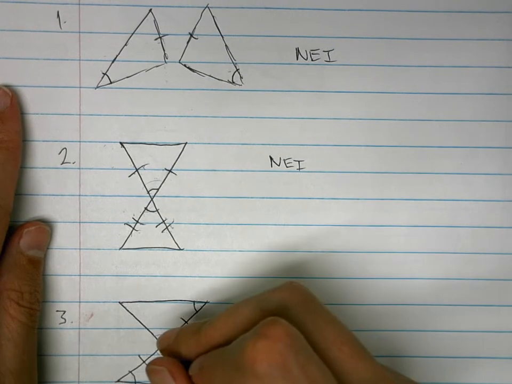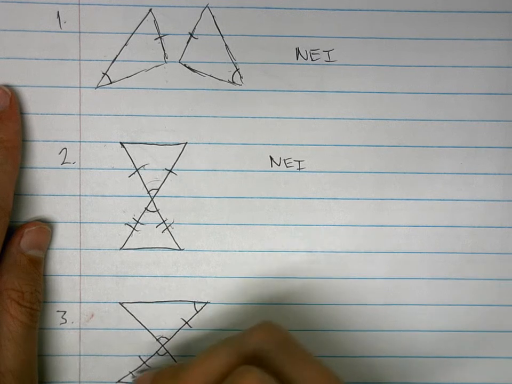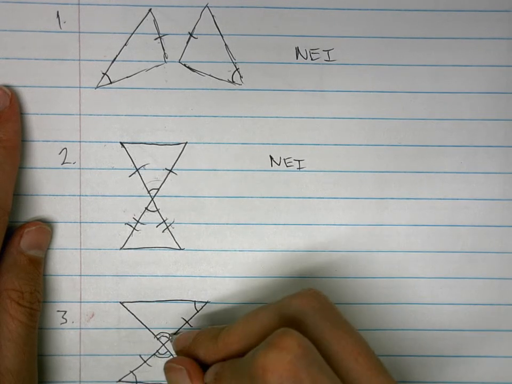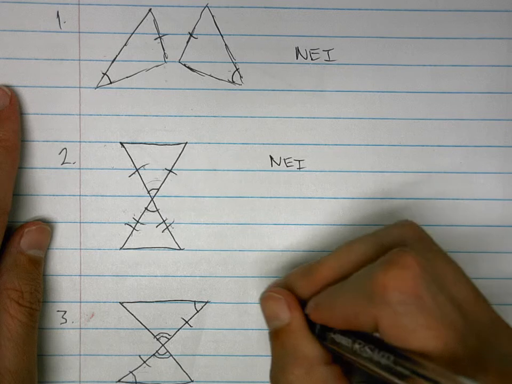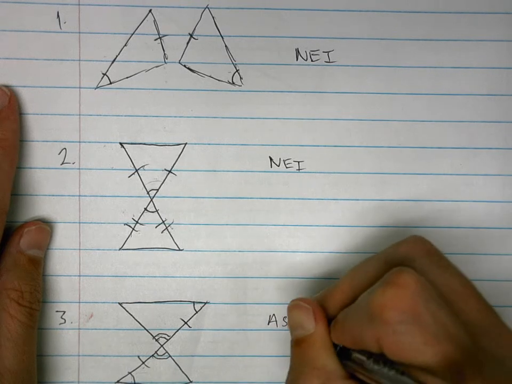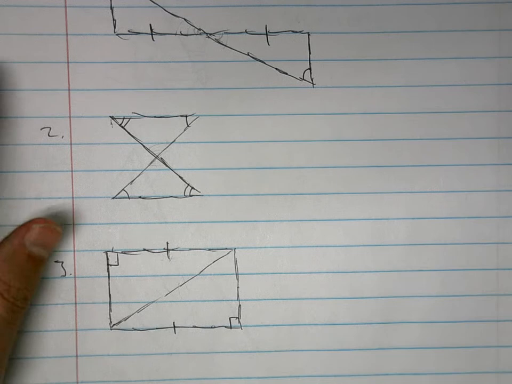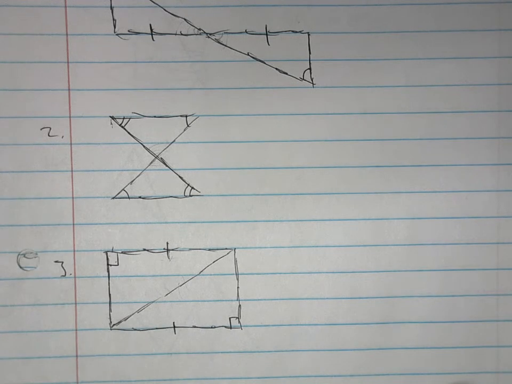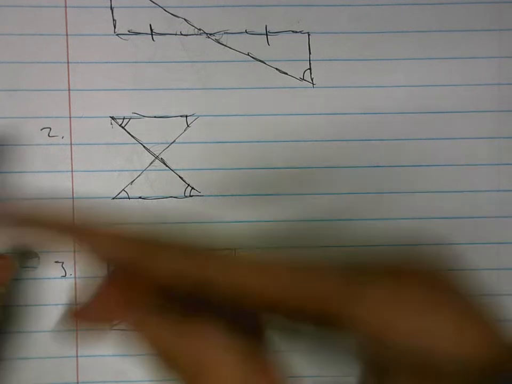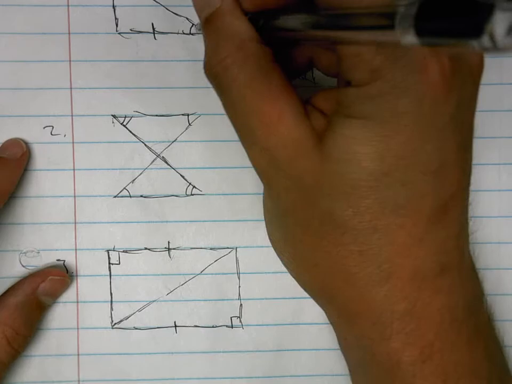Next, we have vertical angles, which means these angles are equal, and therefore we have angle side angle. Group 5, same deal. We have the bow tie. Bow tie means that we're dealing with vertical angles. So therefore these angles are congruent to each other.